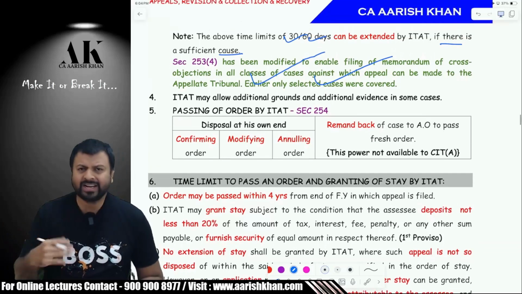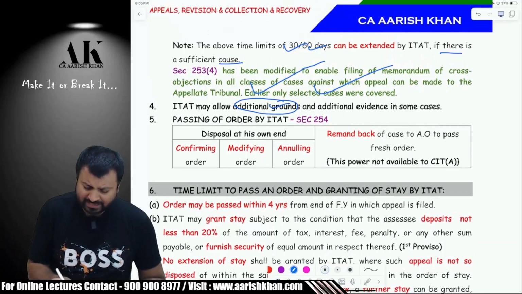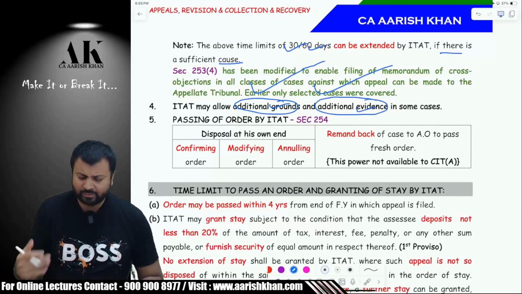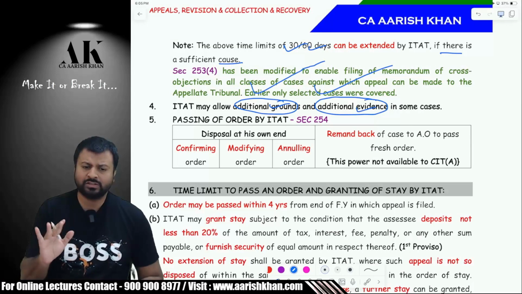Now, can ITAT allow you additional ground just like CIT appeal? Yes, ITAT may allow you additional ground. ITAT may allow you additional evidence. Also, they may allow you both the things. Don't worry about it.